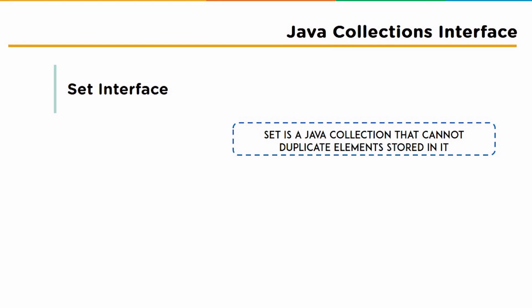A set is a collection that cannot contain any duplicate elements. This interface models the mathematical set abstraction and is used to represent sets such as a deck of cards. The Java platform contains three general-purpose set implementations: the hash set, tree set, and linked hash set. The set interface does not allow random access to an element in the collection. You can use an iterator or for-each loop to traverse elements of a set.